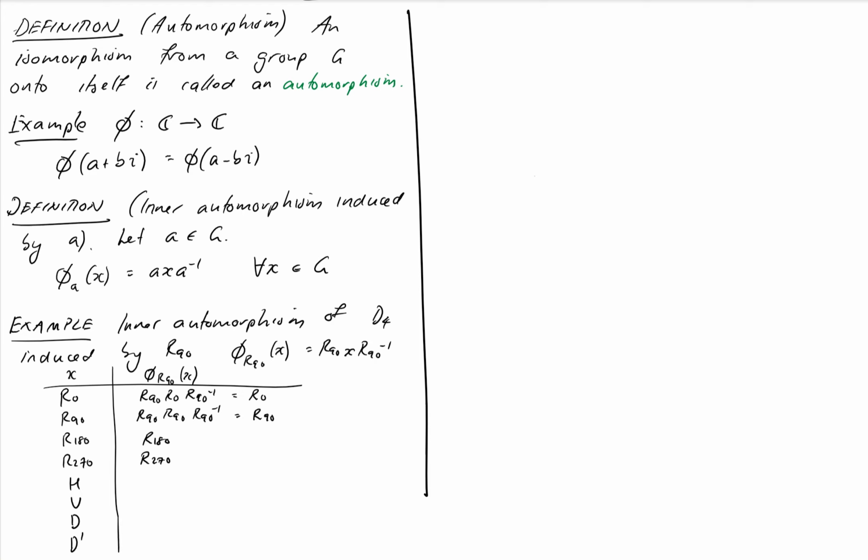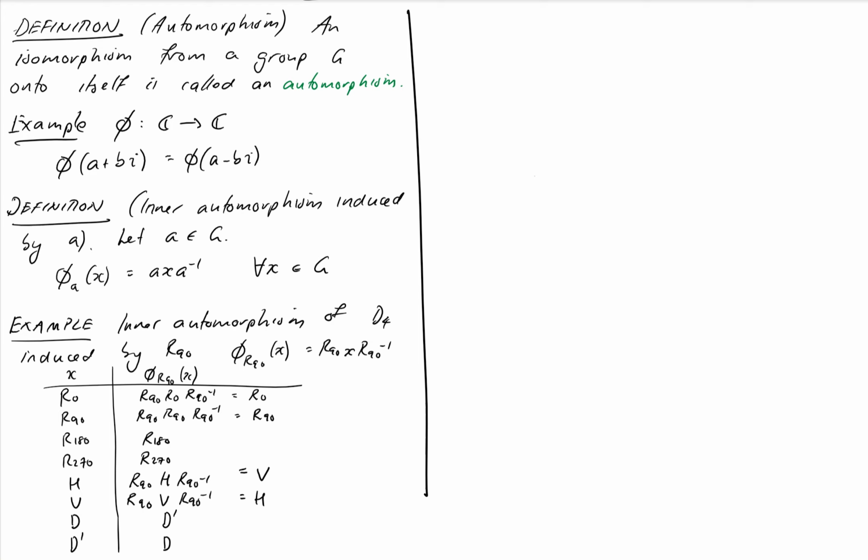So I'm going to do R90 times H times R90 inverse. Put that together, and you actually get V, a vertical reflection. Again, I'm just consulting a Cayley table for D4. You might want to have one handy. So phi of V is R90 V R90 inverse, and that's equal to H. Continuing on the same way, you find you get D prime for D and D for D prime.